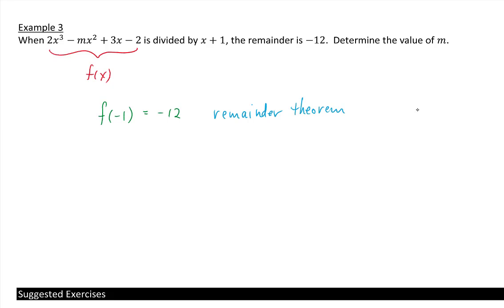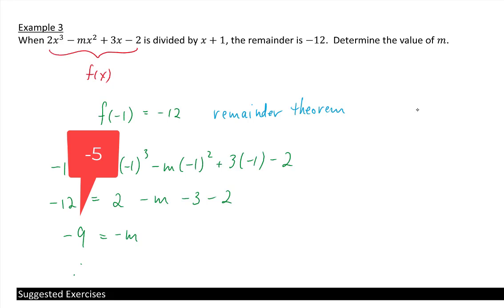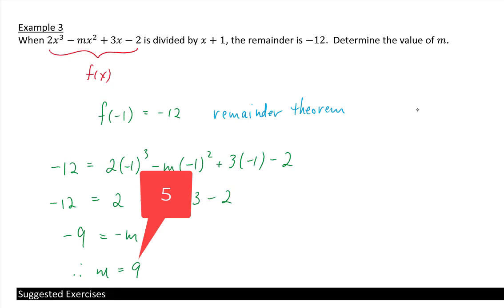So this is useful because now what we have is that negative 12 is equal to 2 times (-1)³ minus m times (-1)² plus 3 times (-1) minus 2. And all we need to do is solve for m. So we get negative 12 equals -2 - m - 3 - 2, which gives us that negative 9 is equal to negative m, and therefore m is equal to positive 9.